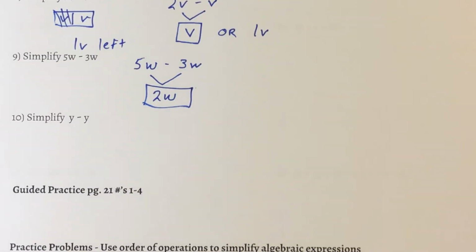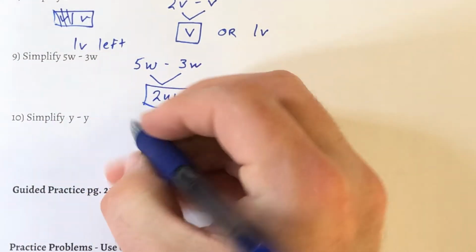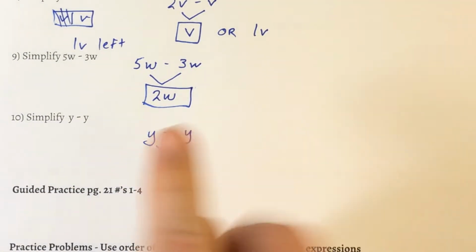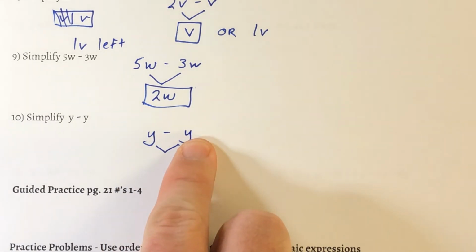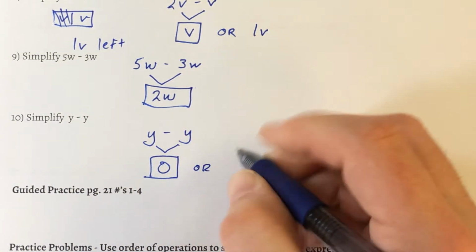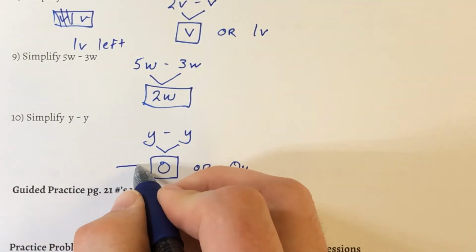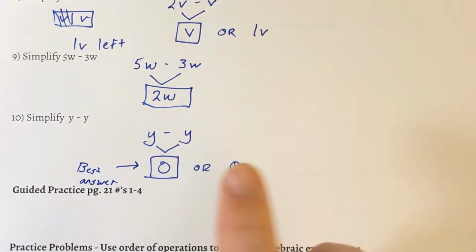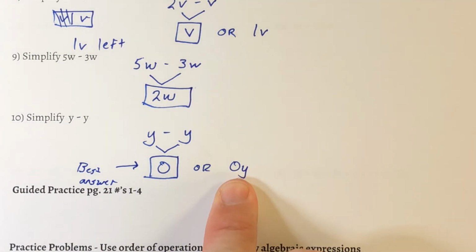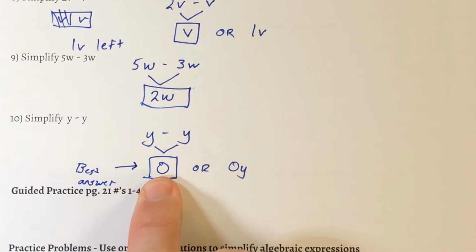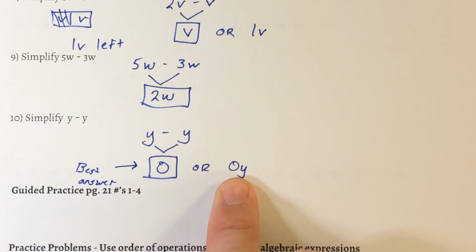All right, next example, y minus y. Let's just jump in. Y, take away y. Well, if I have 1y and I take away 1y, what do I have left? 0. Or I have 0y. Technically, this is the best answer. I would avoid putting 0y. Why? Well, 0 times anything is simply 0. So technically, this is the most simplified answer, whereas this is not.